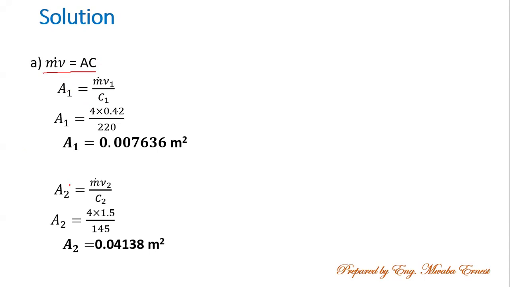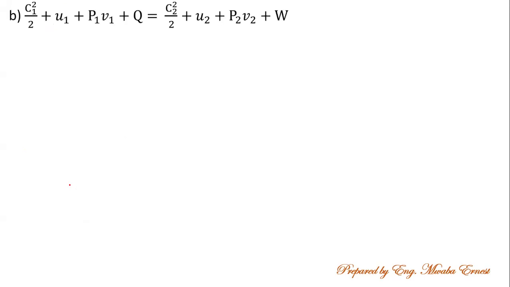Okay. Now let's proceed to part B. With part B, we're applying the steady flow energy equation. This is the equation we are going to use. We cannot use the one for enthalpy because it may require that we calculate it separately. But why would we start doing that? We can just do the substitution.